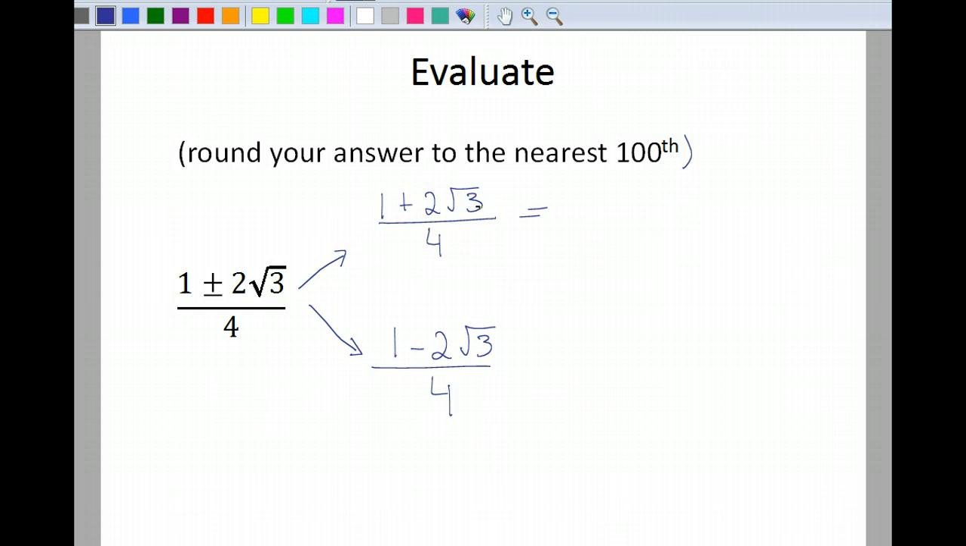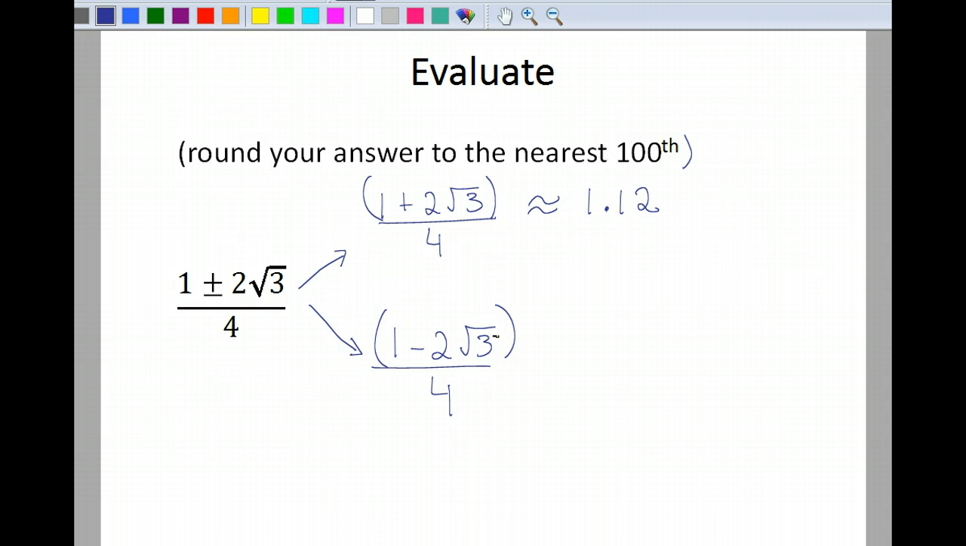So 1 plus 2√3, well, that I'm just going to have to plug into my calculator. So when I plug this in, I'm going to ask that you plug in this top portion, hit equals, and then hit divide by 4. And we're going to take this equal sign away because we're approximating, so it's going to be approximately 1.12.